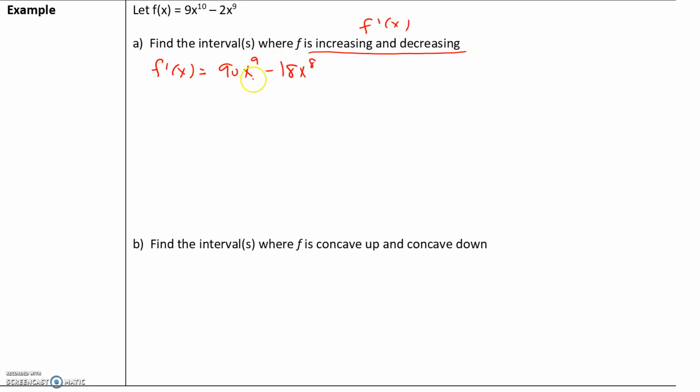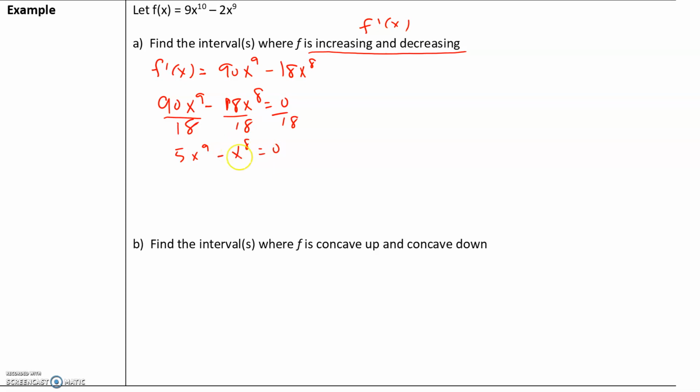When this is equal to 0 or undefined, we get our critical value, which is our turning point. This can't be undefined because we're not dividing by a variable, but we can set this equal to 0. So when we do this, we have to first try to reduce this. So 90 and 18, we can divide these both by 18. So the 0 gets divided by 18 also. So this gives you 5x to the 9th minus x to the 8th, and that's equal to 0.